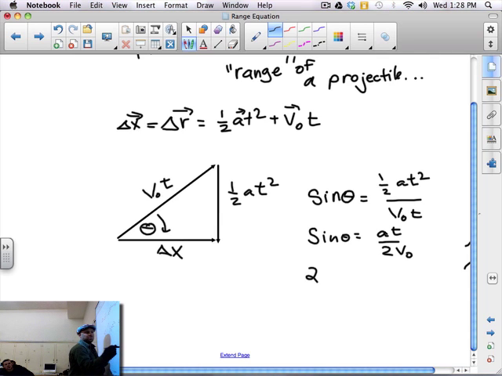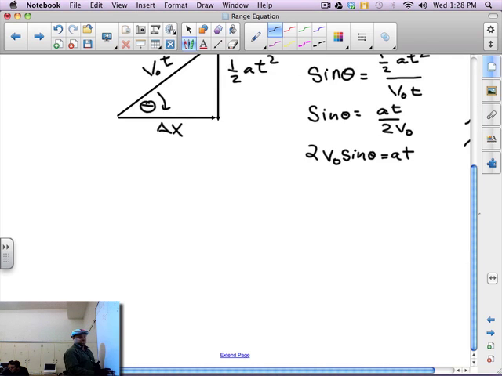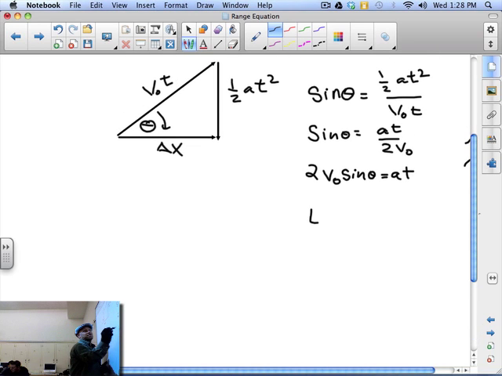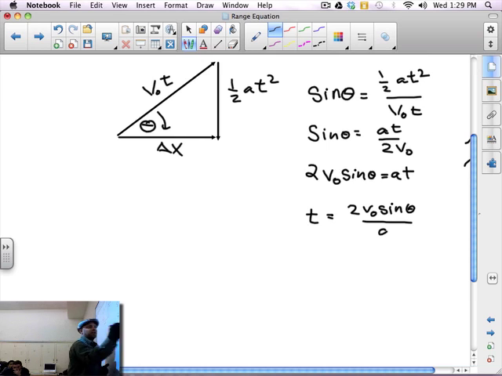I get 2 v0 sine theta is equal to at, and then so therefore, let's see here. So t is going to equal 2 v0 sine theta all over a. Everybody good there? We're basically halfway done. What do you think the other half is going to involve? Cosine? Yes. Okay.